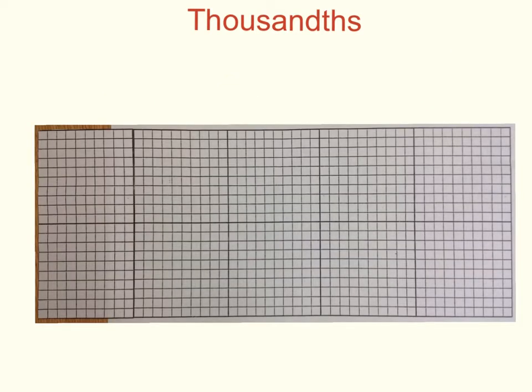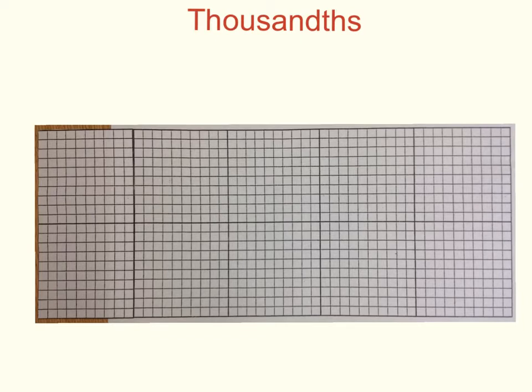This cool grid here is a thousandths grid. That is right. There are 1,000 of these little squares in this whole grid. Holy moly, that's a lot. That's what makes it a thousandths grid.